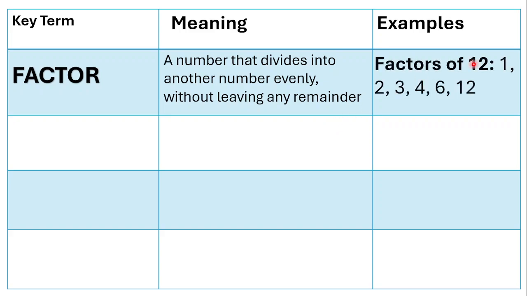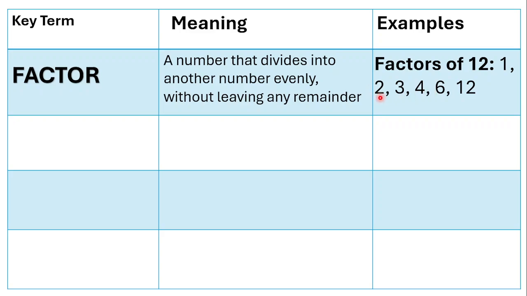So what are the factors of 12? The factors of 12 are 1, 2, 3, 4, 6, and 12. Now you may ask, why are these the factors of 12? These are factors of 12 because when we take 12 and divide it by any one of these numbers, we get a whole number. There's no remainder left over.